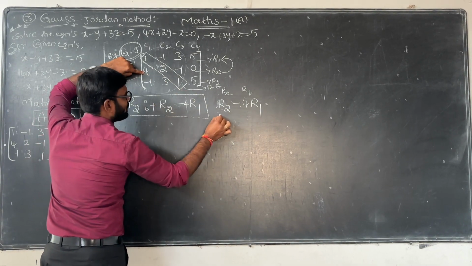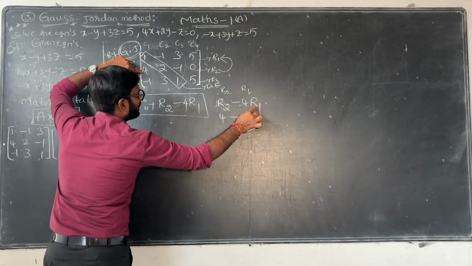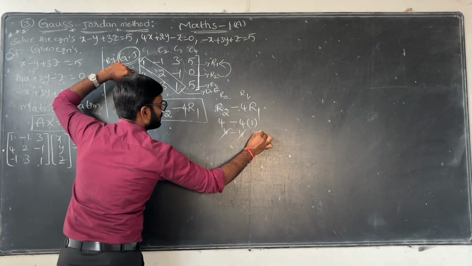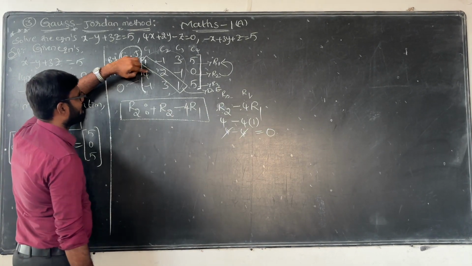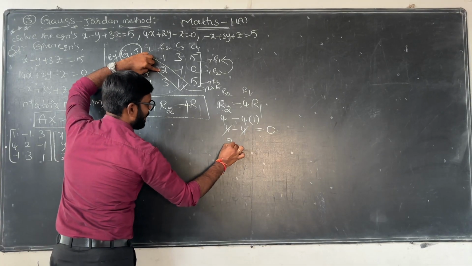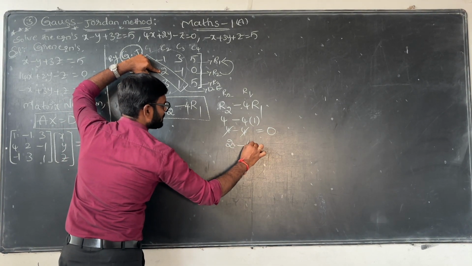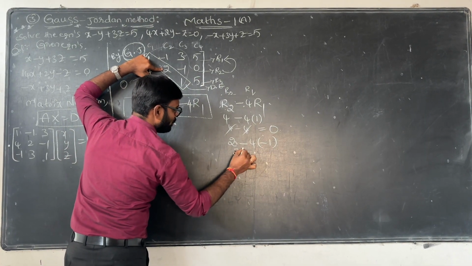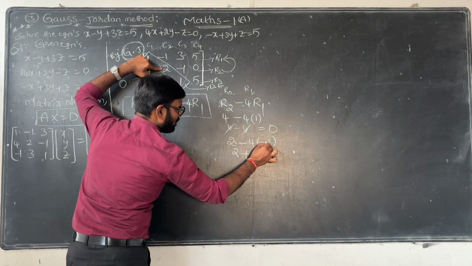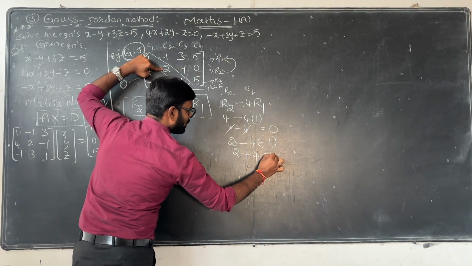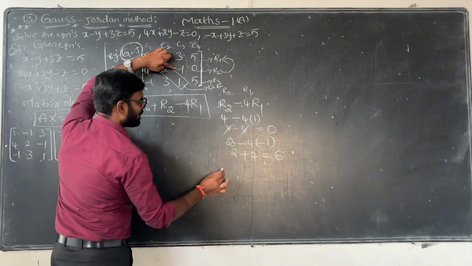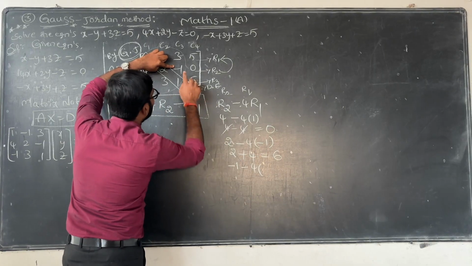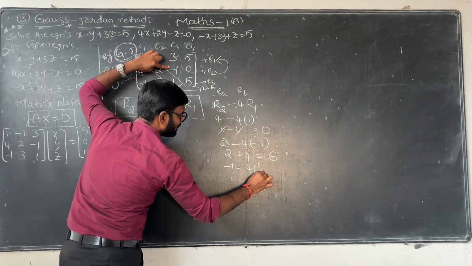Now substitute the elements. What is the R2 element? 4 minus 4 into the R1 element, which is 1. 4 minus 4 is 0. Okay, first element completed. Next, check the second element: R2 is 2, minus 4 into R1. The R1 element is minus 1. 2 minus 4 into minus 1 is plus 4, so 2 plus 4 equals 6. Next, the third element: R2 is minus 1, minus 4 into R1. What is the R1 element? 3.